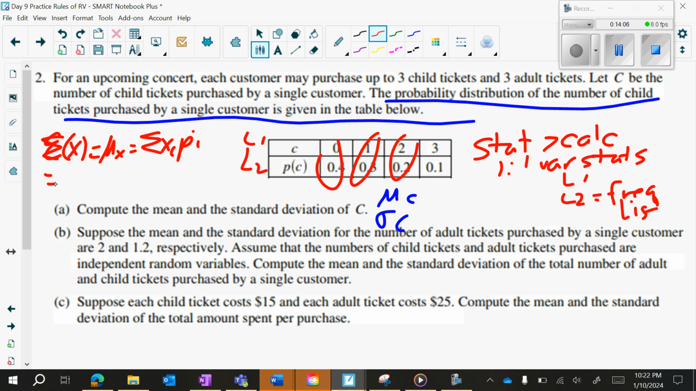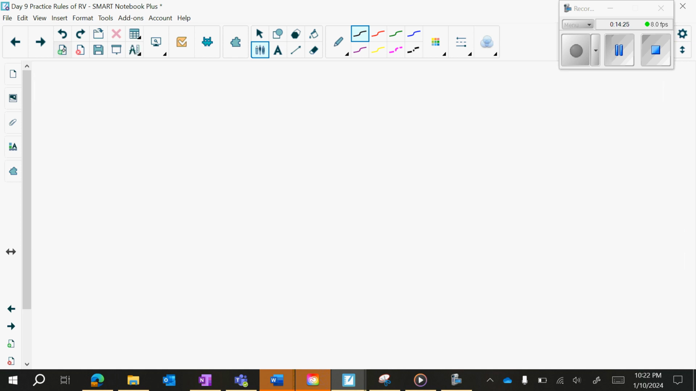And if you want, you only have to do the first term, which is 0 times 0.4 plus ... and then the last one, 3 times 0.1. So that's going to be the formula for the mean. Write down your answer. And then separately for the standard deviation, we'll do that on the next page.